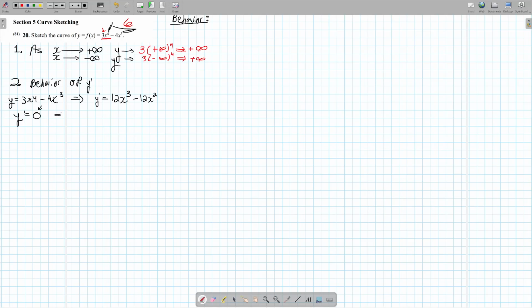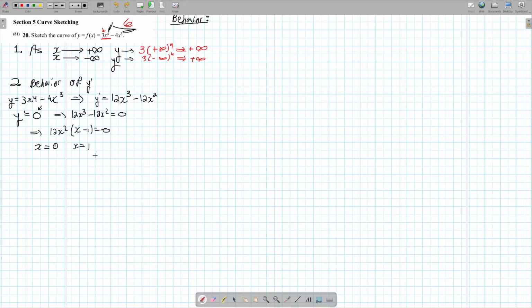Y prime equals 0, that means 12x cubed minus 12x squared is equal to 0. And if you solve this equation, factor out 12x squared, you're going to get x minus 1 equals 0. So you're going to get two solutions, x is equal to 0 and x is equal to 1. So these are both what, guys? Stationary points. And obviously, when I graph, can I say I graph x equals 0? No, x equals 0 is a line.